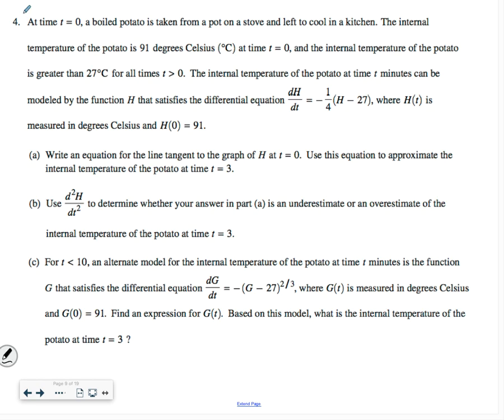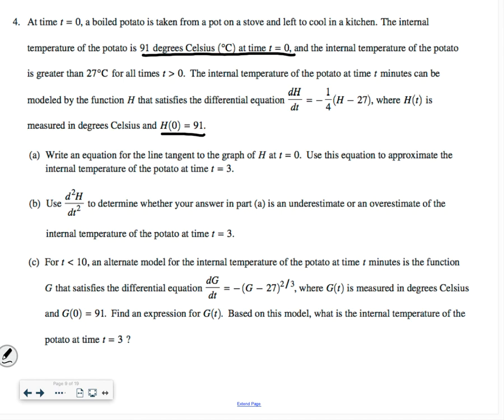The internal temperature of the potato at time t minutes can be modeled by the function h that satisfies the differential equation given, where h of t is measured in degrees Celsius and h of 0 is 91. So again, this is our initial condition. It was mentioned twice in this problem. So A says, write an equation for the line tangent to the graph of h at time t equals 0. Use this equation to approximate the internal temperature of the potato at time t equals 3.